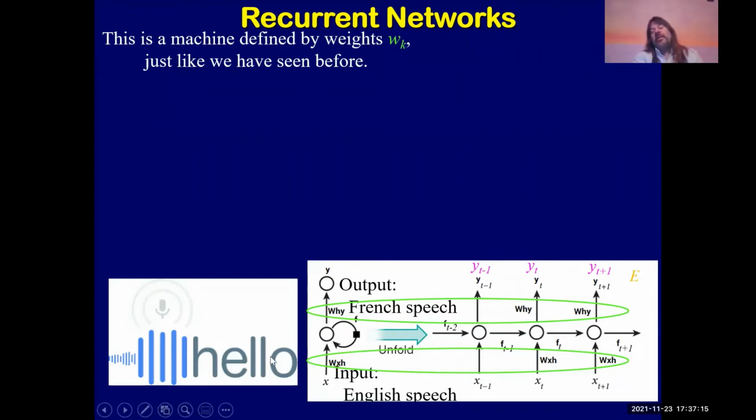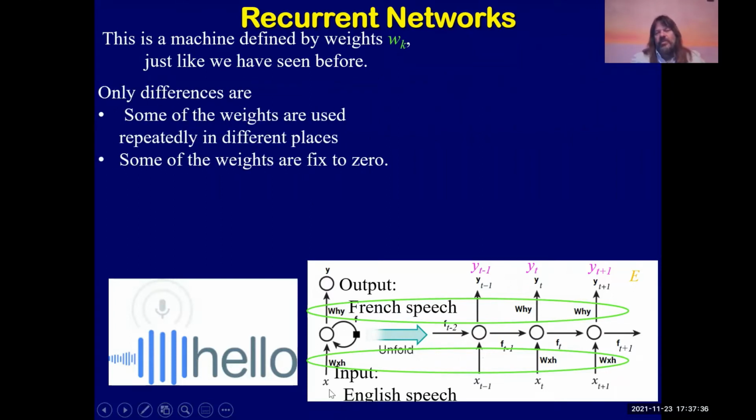But in reality, this might be a lot of time, and so the same weights get learned over and over again. So in reality, the weights are only stored in one place, right? But when you put in an image, or when you put in some input here, which is English speech, it goes around and around and around, and then as it goes around, it outputs stuff, right?